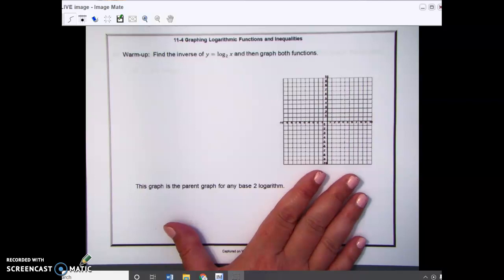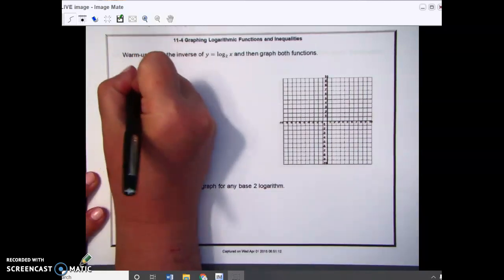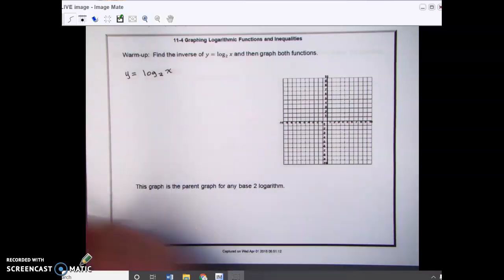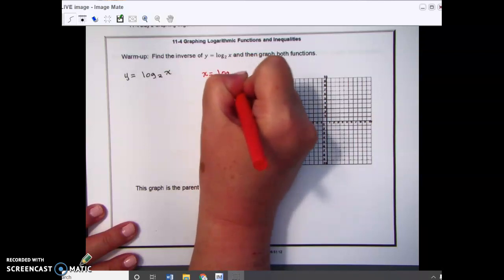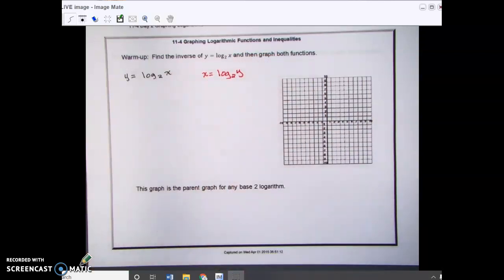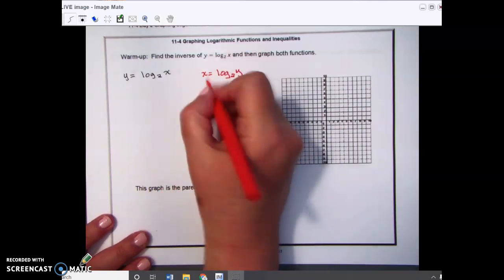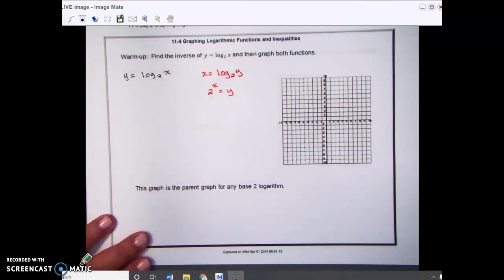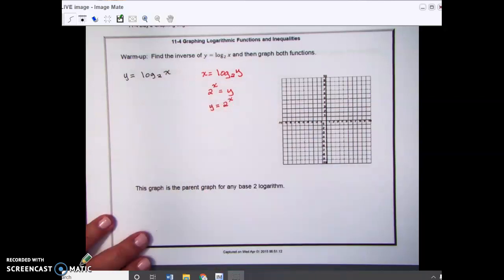It says find the inverse of y equals log base 2 of x, and then we're going to graph those functions. So the function itself is y is equal to the log base 2 of x. And so that means that the inverse would be x is equal to the log base 2 of y. Since we're not familiar with how to graph a log, we're going to put this into exponential form. So this is saying 2 to what power gives you y. And so that is something we do know how to graph.